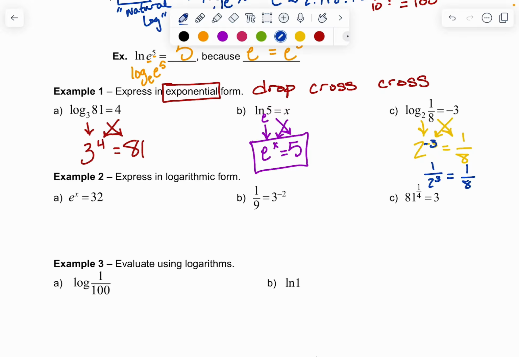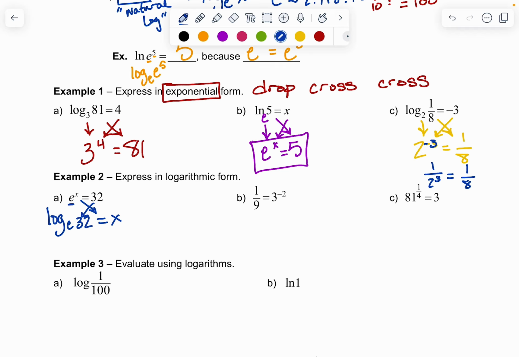The following need to be expressed in logarithmic form. So now we're just kind of reversing the process here. You can still drop cross though. So this number, the base, is going to go down here, if you remember. And then this number is going to come back over, and this number is going to go back over. So in this specific situation, our log base is an e. So let me erase that and make that an e.